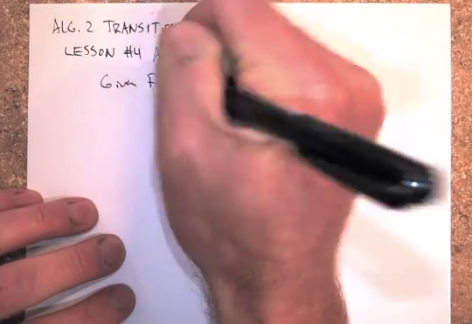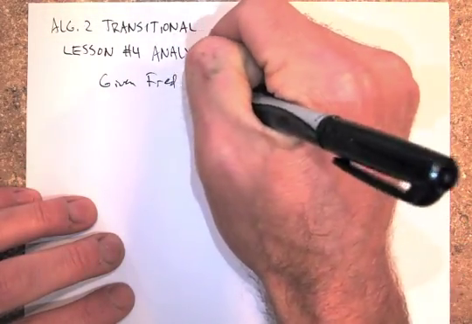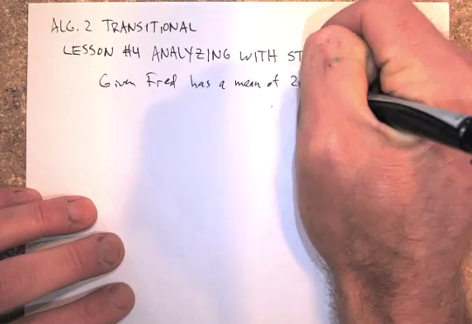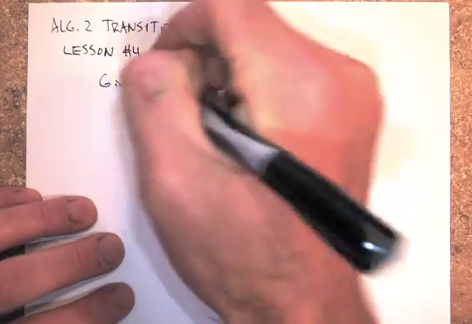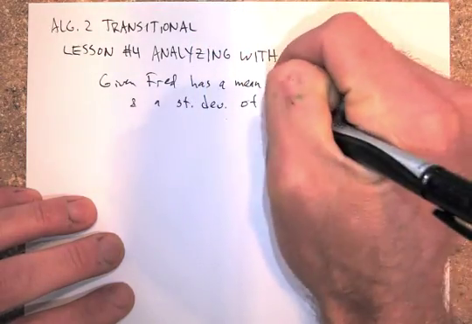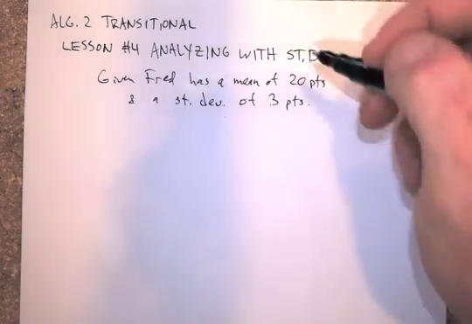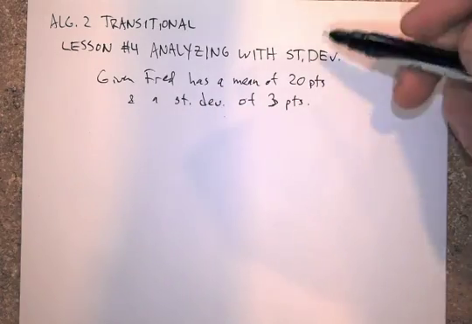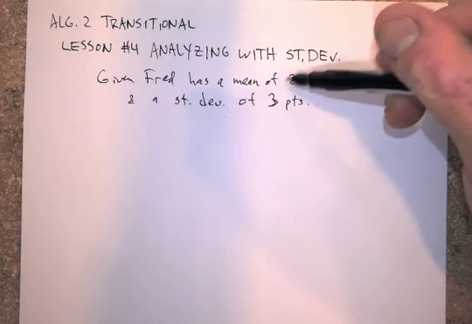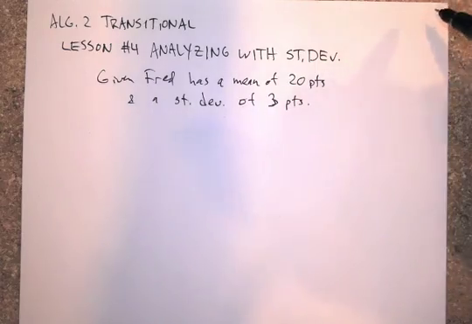Given Fred has a mean of 20, he's a basketball player, a mean of 20 points every game. This is average, and a standard deviation of 3 points. Okay, means he scores 20 on average, and then on average he's about 3 off from that. So he might score 17, 23, but he'll score 20 sometimes, but generally he's around 3 or so away from 20. Okay, that's kind of what that's telling you.